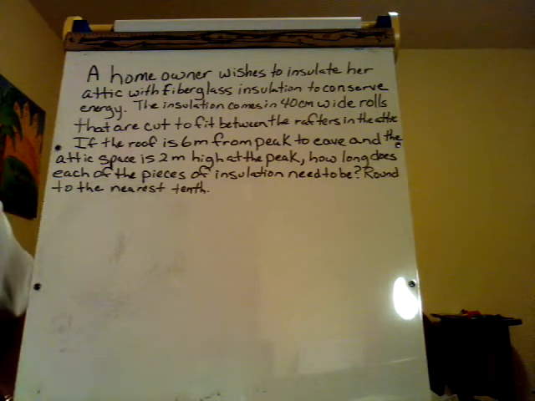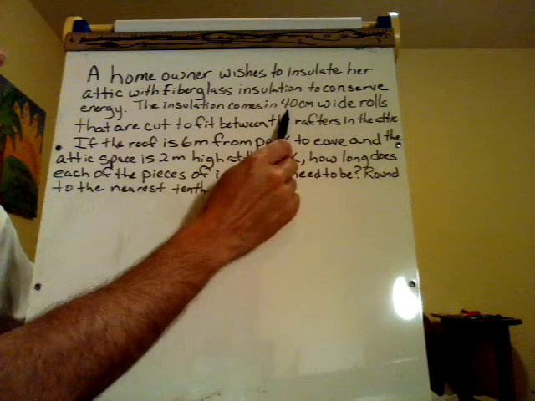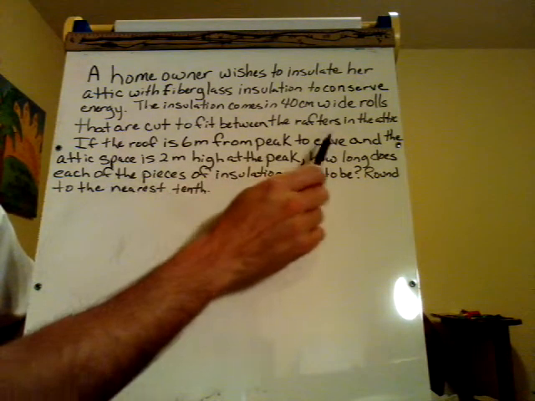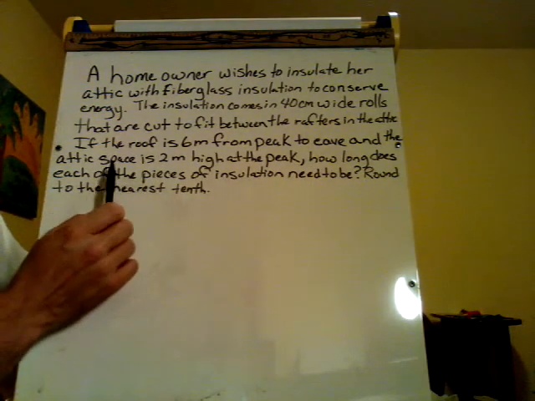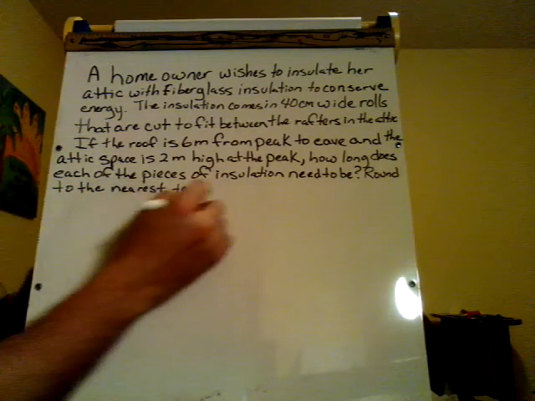And as you can see, we have several numbers. We have 40 centimeter wide rolls, and then we have the roof is 6 meters from peak to eave. And finally, we have the space is 2 meters high. And as the book suggests, we should draw this out.